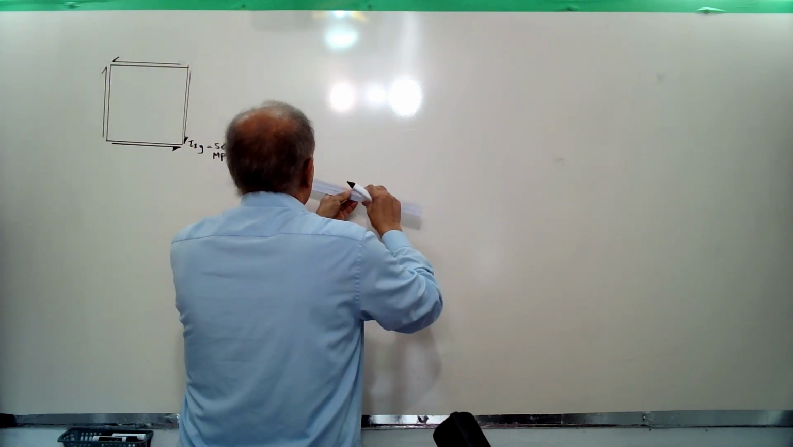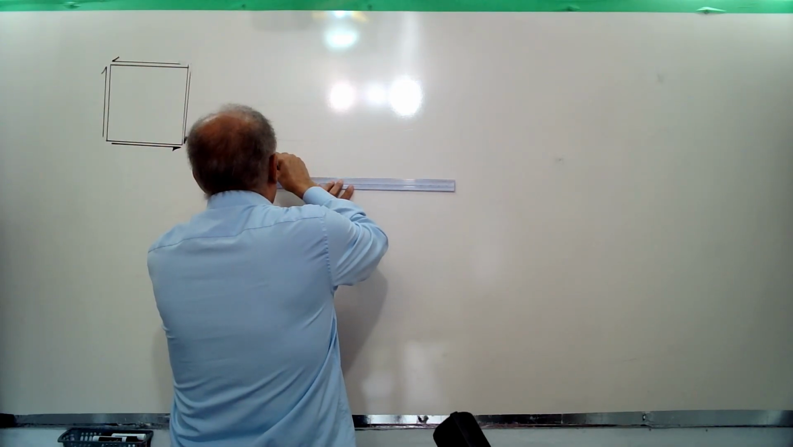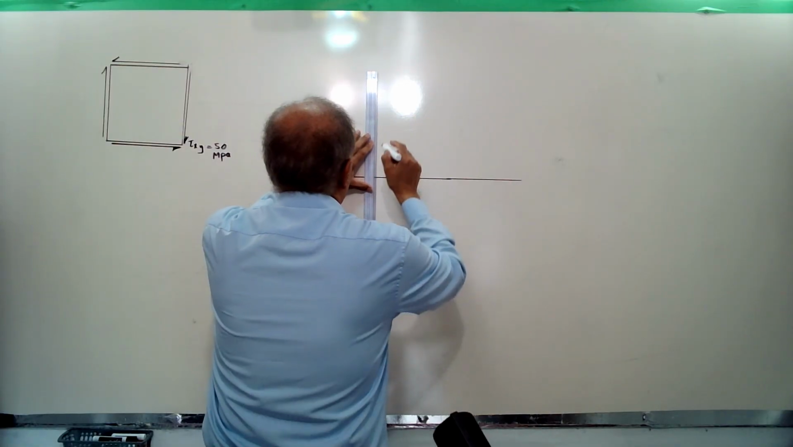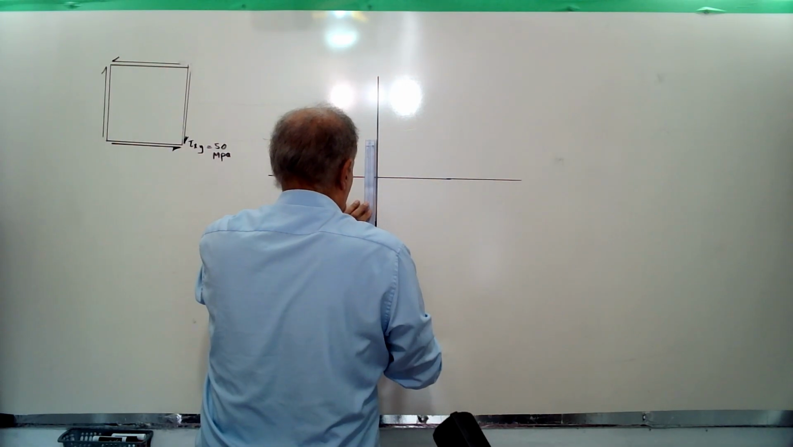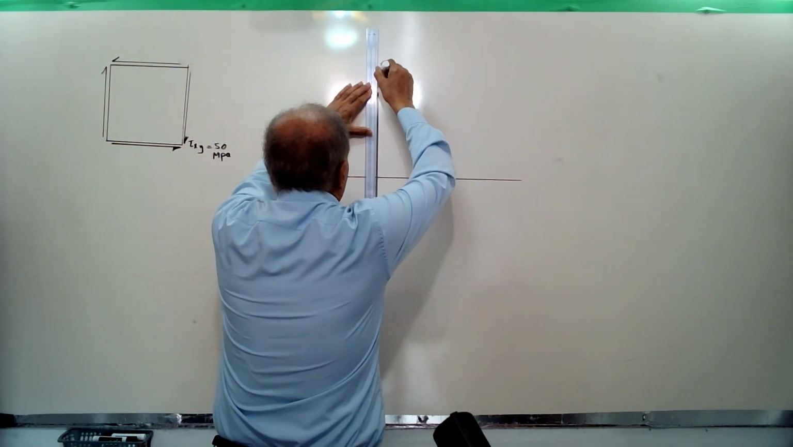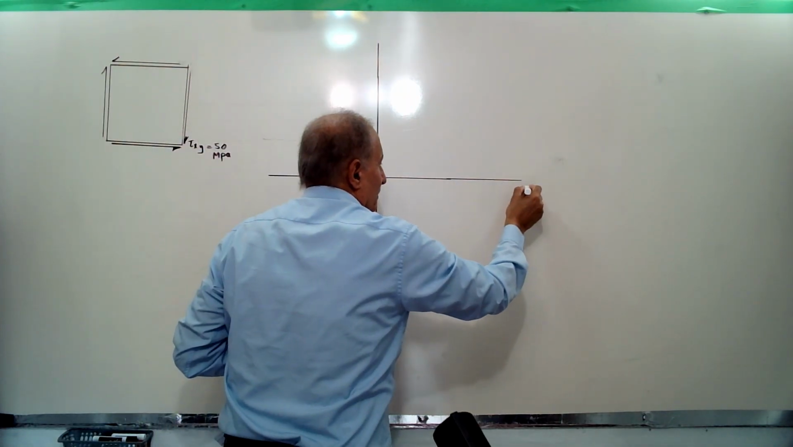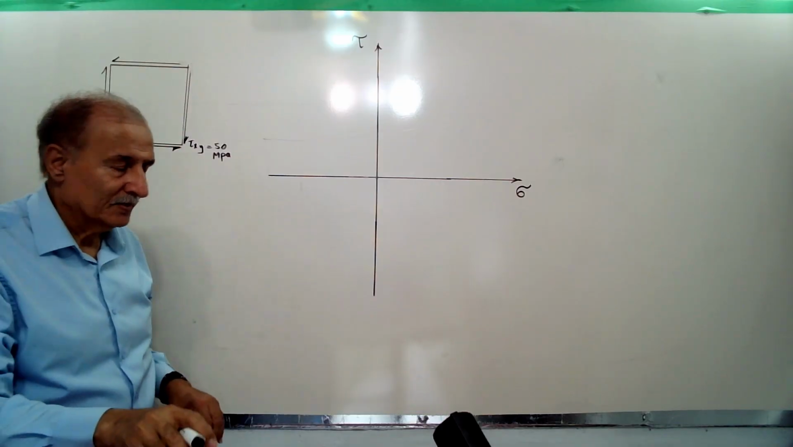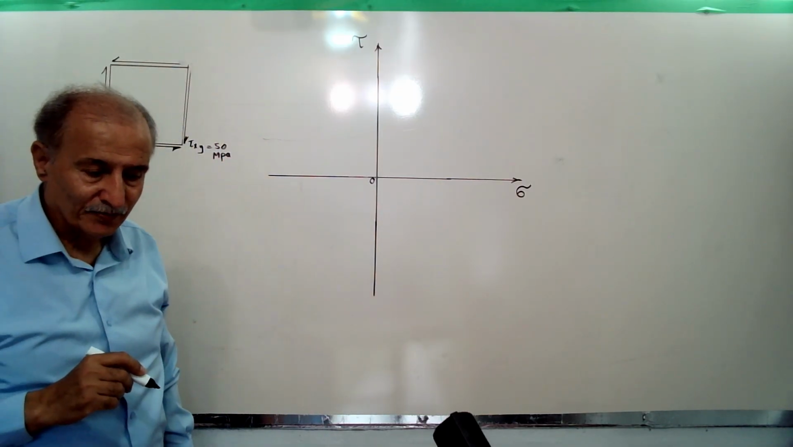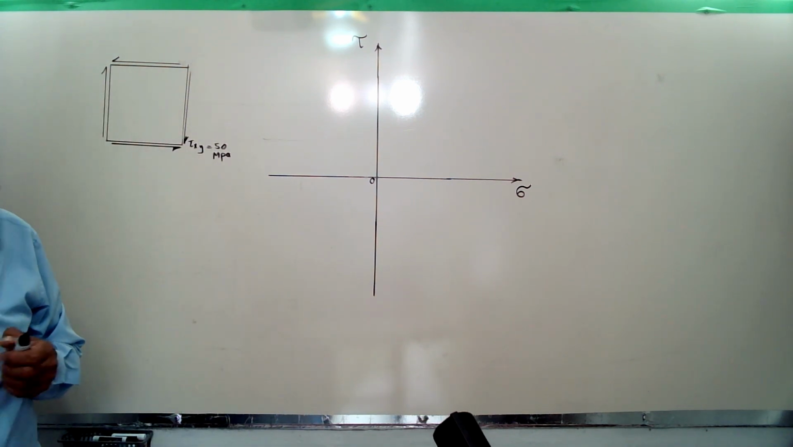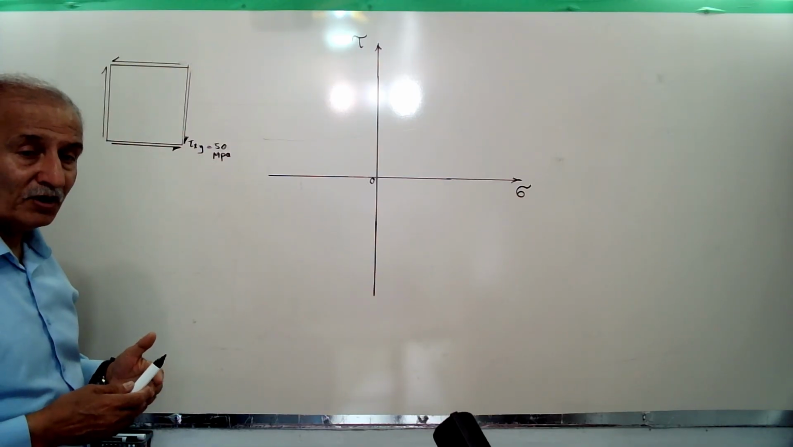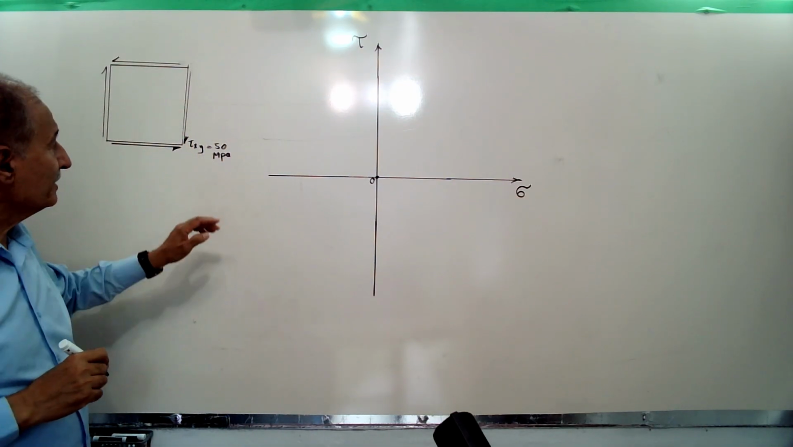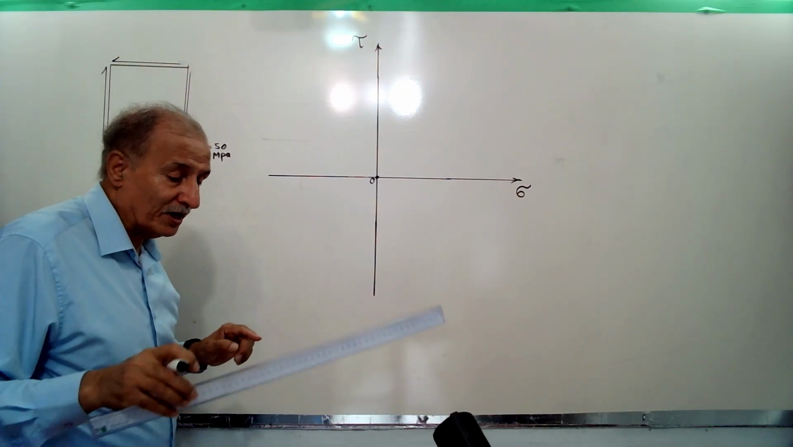First, we draw the tau and sigma axes. And this is the origin, zero stress at the origin. The normal stress for both sigma x and sigma y is zero, and tau xy is 50 megapascal. Just go by 50.